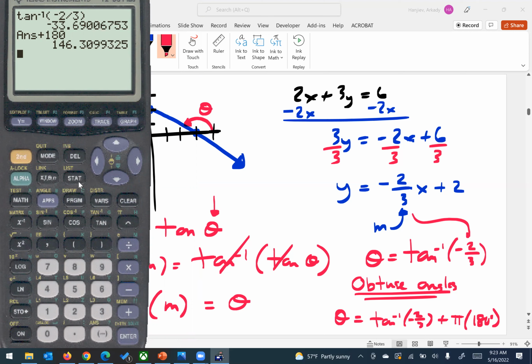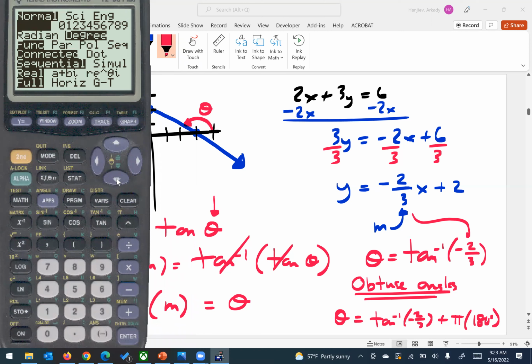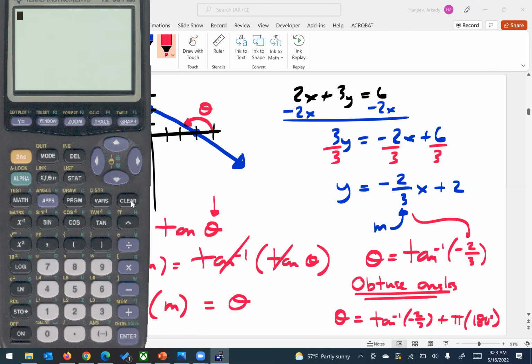Okay, so now let's do it in radian measurement, which is the way the book wants you to do it, which is the homework. So for obtuse angles, you have to add this little extra pi or 180. Now real quick, go back to your mode button. Now you're going to go to radian measurement right here. Quit, clear if you want. So let's go tangent inverse of -2/3. Enter. And you get a decimal of -0.588.